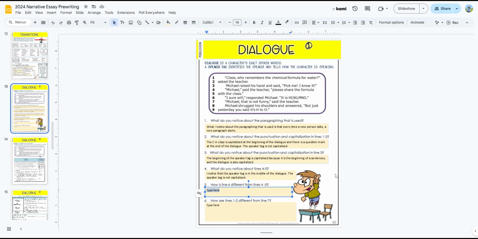So that's kind of a lot, but we'll try and squeeze it in. I'm going to say these lines are different because in 6 there is a period after the speaker tag, and in 4 through 5 there is not.